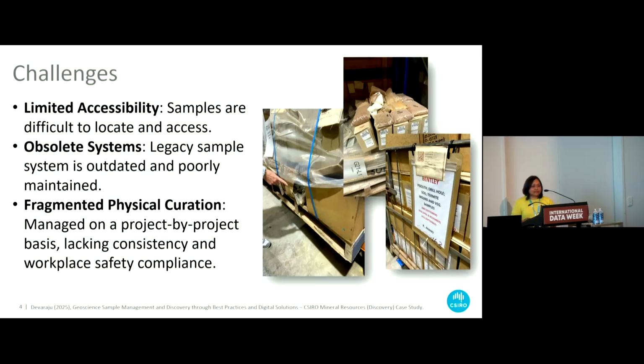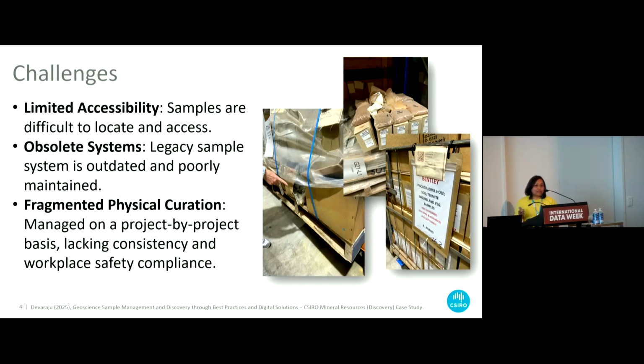So the challenges, before we developed these solutions, there are two challenges which you can categorize into digital access and physical curation. Within the program, there was no central sample catalog to locate samples. So basically, it was difficult for researchers to locate samples beyond their project unless they got in contact with the project lead or laboratory technician who prepared the samples.